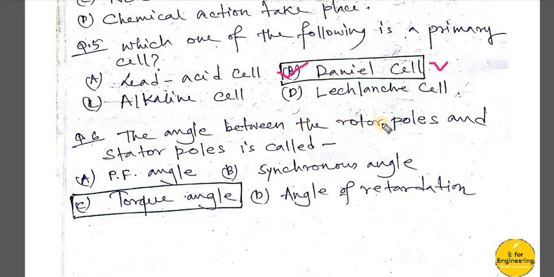The angle between the rotor poles and the stator poles is called torque angle. It is for the synchronous motor.